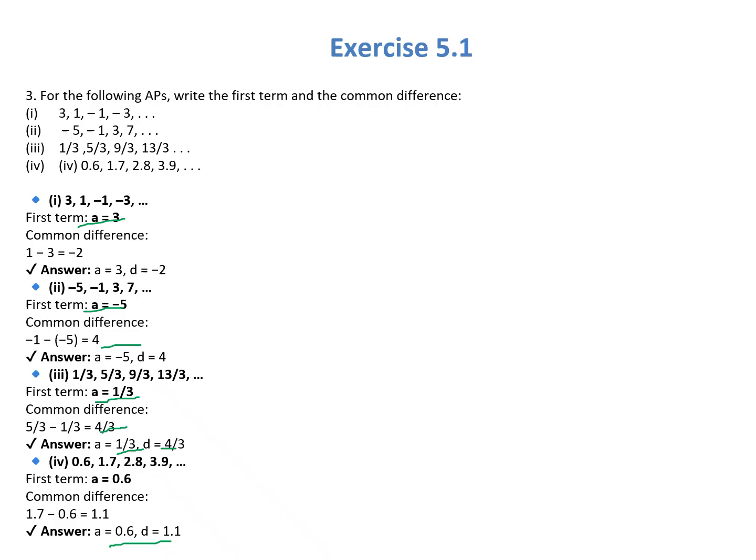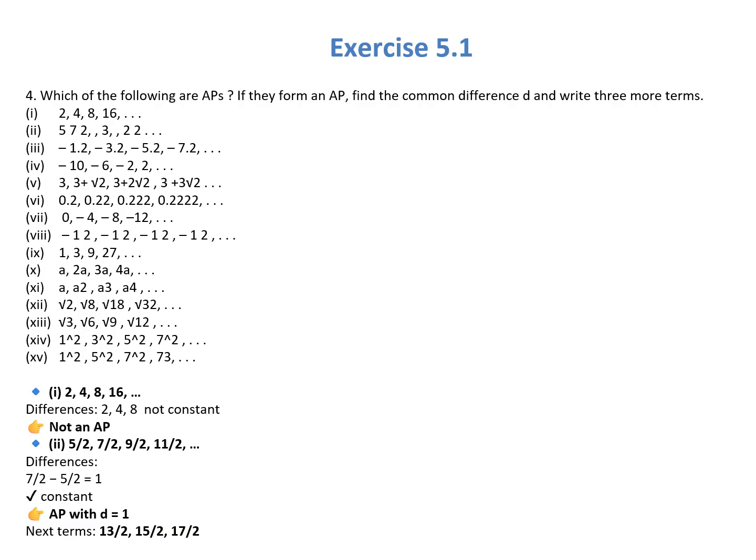Okay, so in the next question, which is question number 4 of exercise 5.1, what we have to do is find which of the following form an AP. First of all, we have to find whether the series is an AP, and if they form an AP, find the common difference and write the 3 more terms. If yes, then we have to find the common difference and then the next 3 terms. So we'll solve this question one by one.